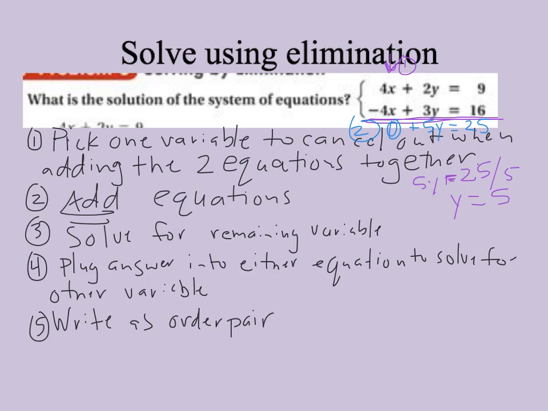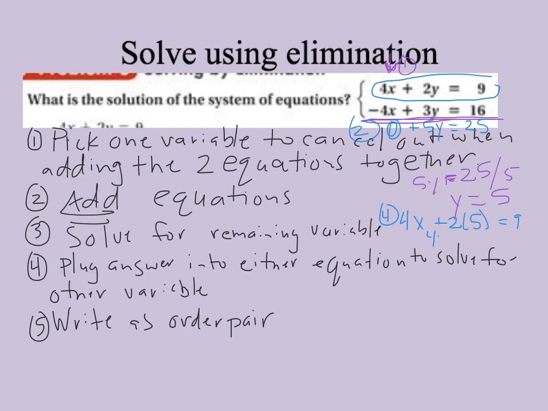My fourth step is to plug it back in. It does not matter which equation I plug it into. I'm going to pick the first equation just because there's no rhyme or reason. So I'm going to have a 4x. Again, this is going to be my fourth step. 4x plus 2. And now I'm plugging my 5 in for my y is equal to 9.